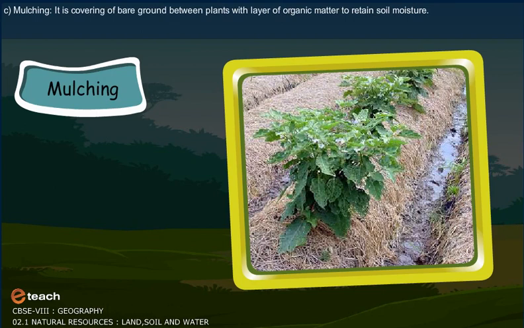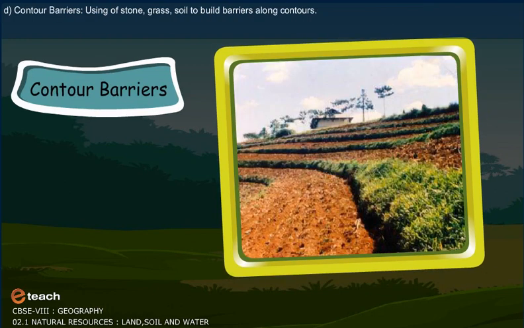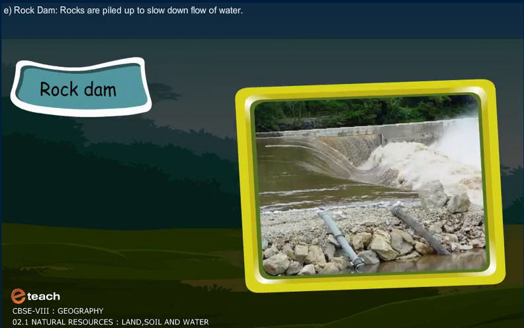Mulching. It is covering of bare ground between plants with layer of organic matter to retain soil moisture. Contour barriers. Using of stone, grass, soil to build barriers along contours. Rock dam. Rocks are piled up to slow down flow of water.